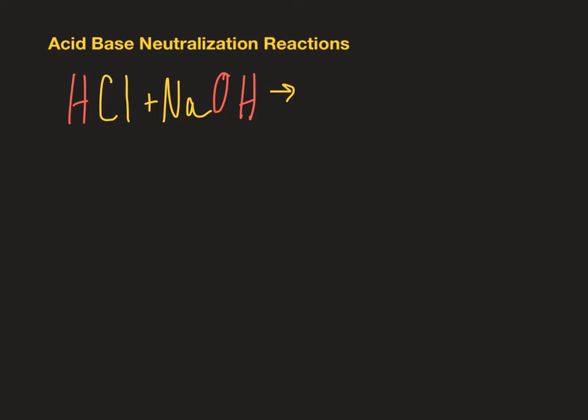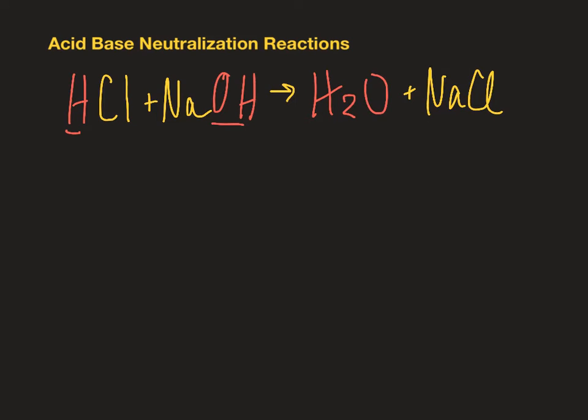So the reason why acids and bases neutralize one another is because when they react, the acidic part of acid and the basic part of base combine in a double displacement reaction to make water. So HOH come together and they make water, H2O. And the other part of this reaction, the sodium and the chloride, come together to make NaCl.